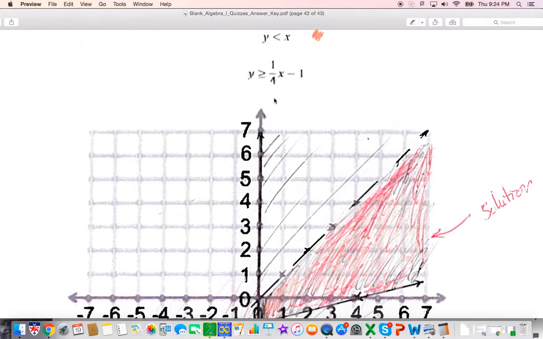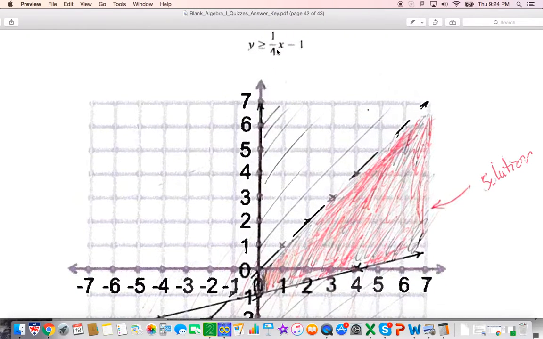And finally, we have y is greater than or equal to, I believe this is 1/4 x minus 1. So I have here, that's my -1, my y-intercept. Rise 1 over 1, 2, 3, 4. So that's my line, and y is greater. So as you can see, the solution is the area that I shaded 3 times.